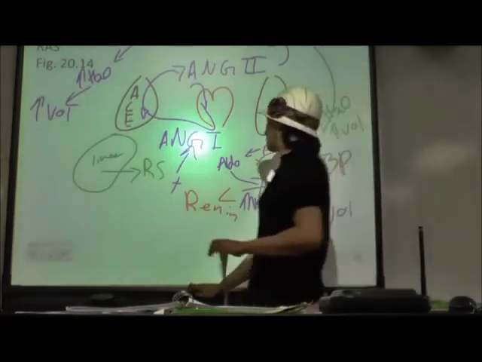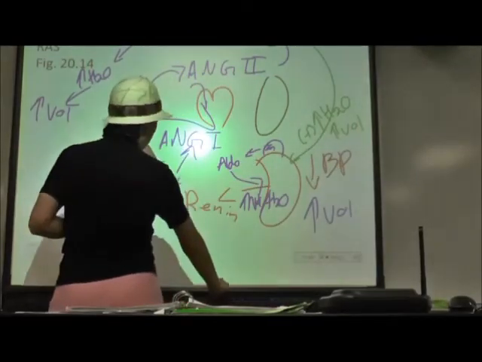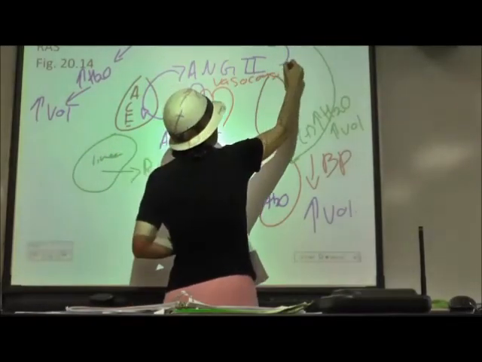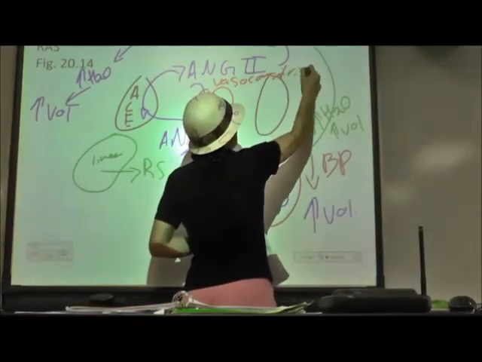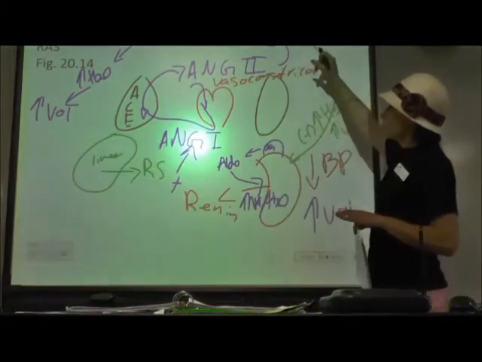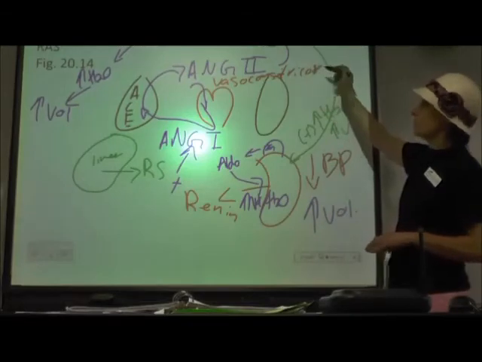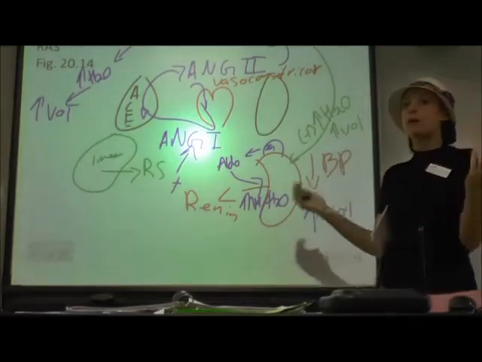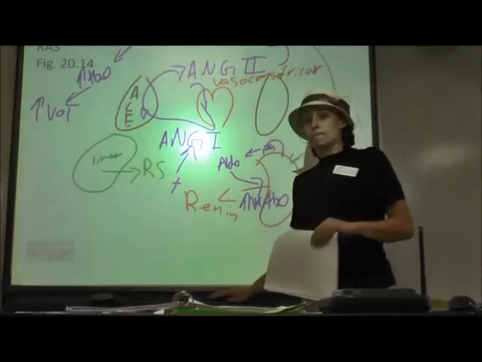And then, because angiotensin 2 is also a vasoconstrictor, it's going to constrict all those vessels, and that's going to increase the resistance. So now all of this extra blood is pushing on vessels that are smaller, and we increase our blood pressure.